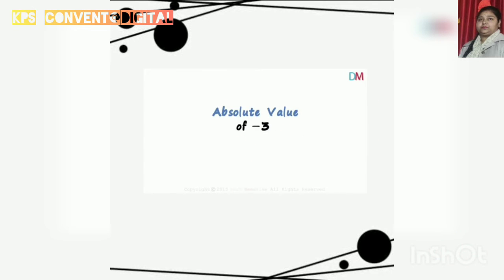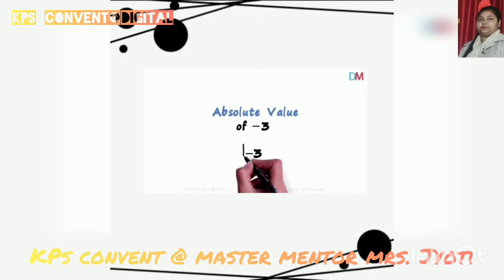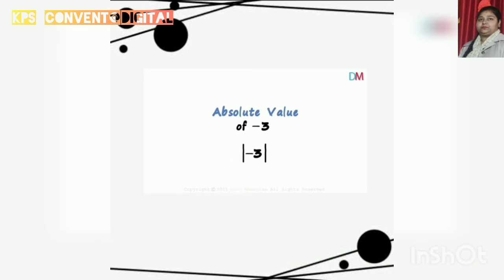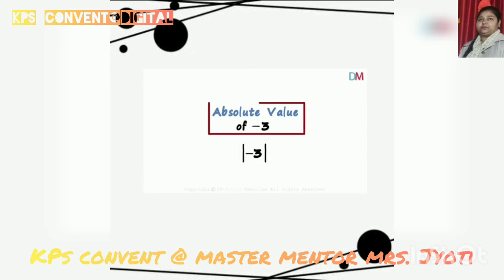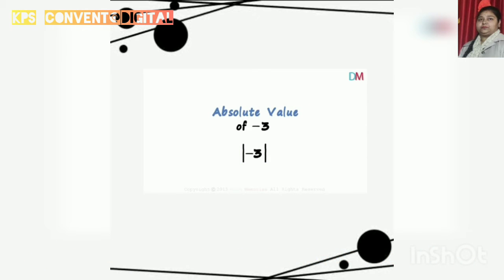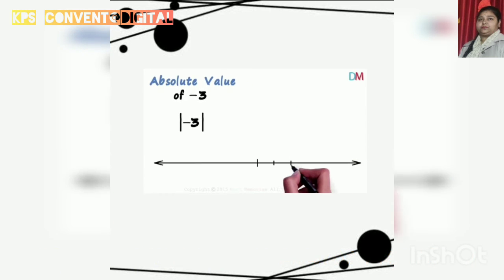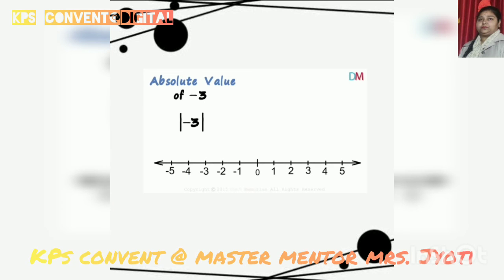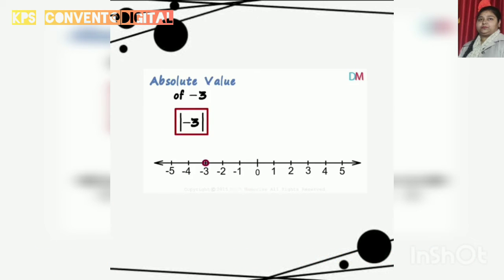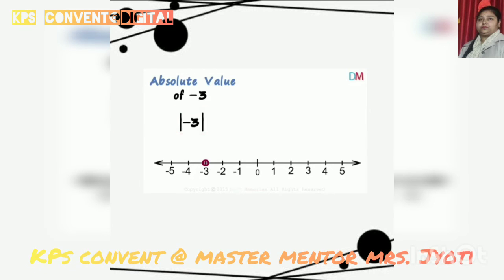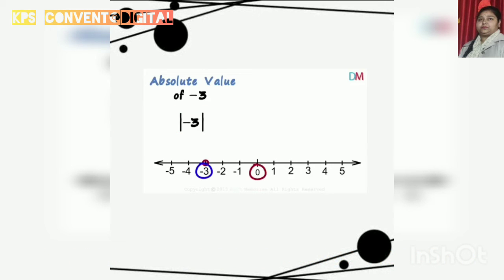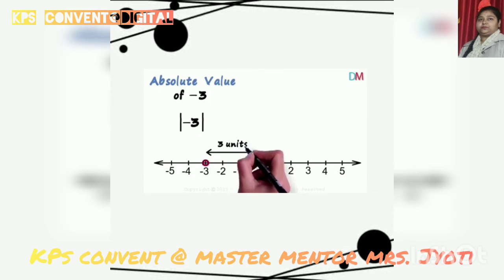Minus 3. The number is minus 3. It is represented using vertical bars to the left and to the right of the number. This is read as the absolute value of minus 3. The absolute value of a number just tells us its distance from 0 on a number line. If we have a number line like this, where will minus 3 lie? It will lie here. The absolute value of minus 3 is just asking us how far minus 3 is from 0. 1, 2, and 3. It's 3 units away from 0.